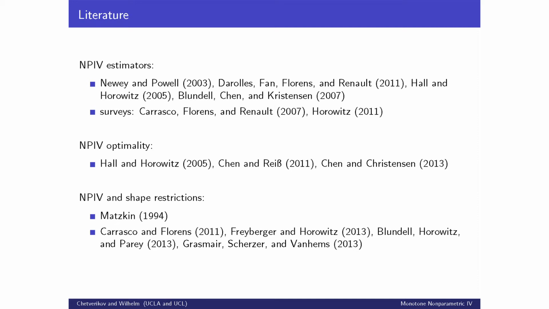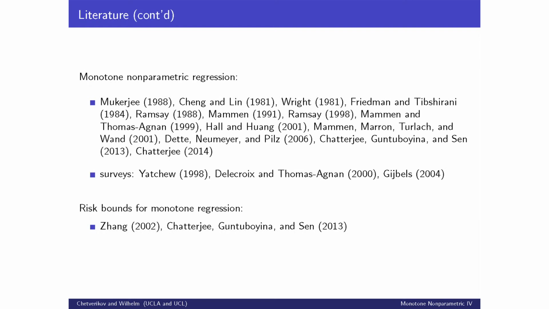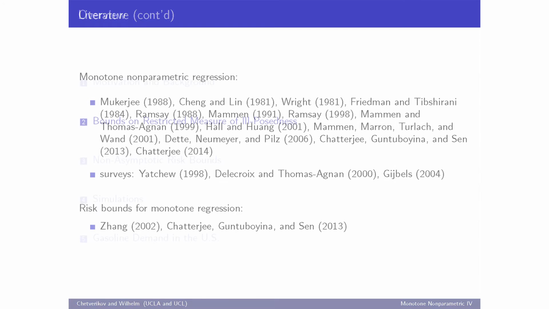And then there's obviously a large literature on NPIV itself, the optimality of these estimators without shape restrictions, and so forth. In the statistics literature, people have also looked at shape restrictions quite a lot in standard regressions, but there's no discussion of ill-posedness and how shape restrictions relate to or maybe change ill-posedness properties. Okay, so let's get to the first main result.